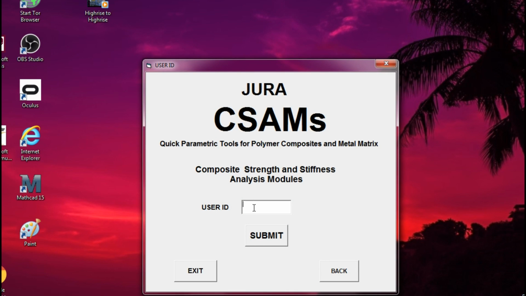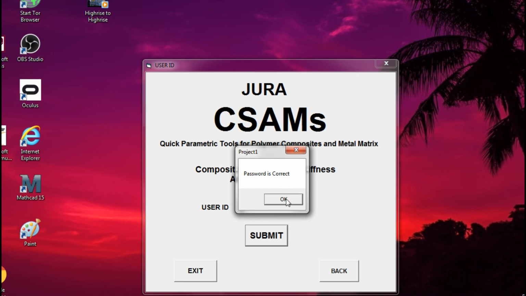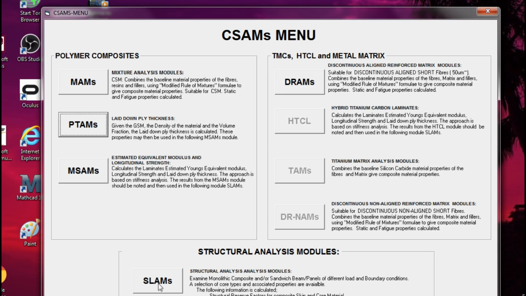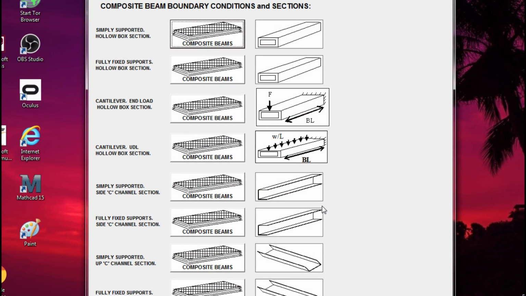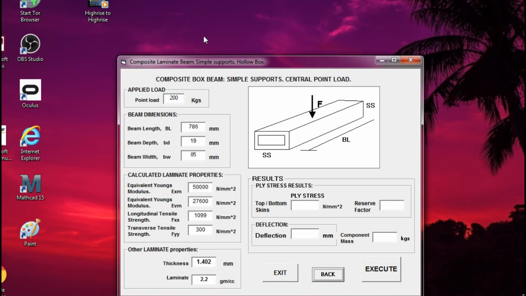We do not need finite element analysis. CSAMs contains simple component design and analysis tools based on closed form solutions. Go to SLAMs, which is Structural Laminate Analysis Models, and we will select the top icon, which is Simply Supported Hollow Beam. Write down in the top box a value of 200 kilograms for the centrally applied load.